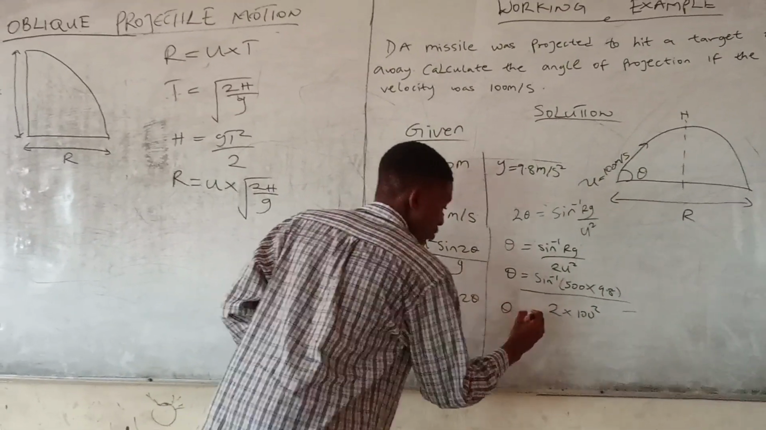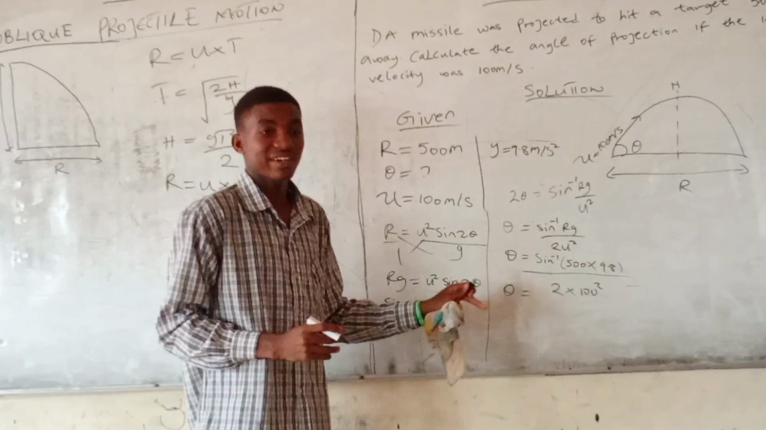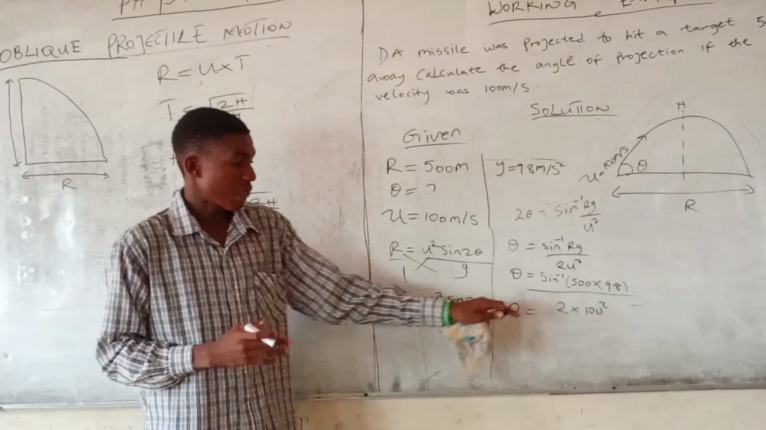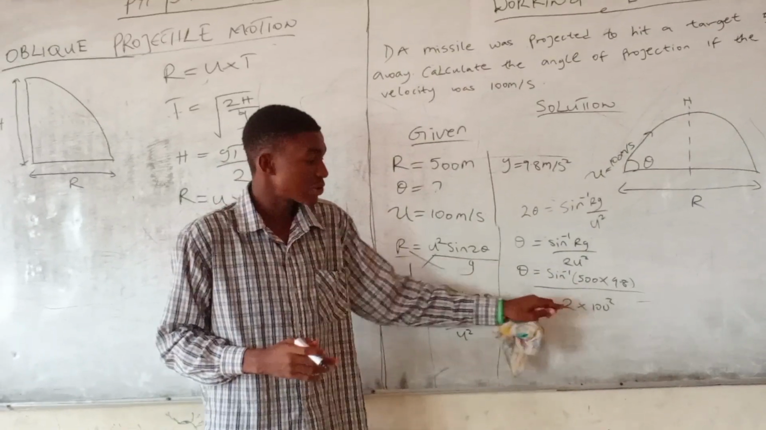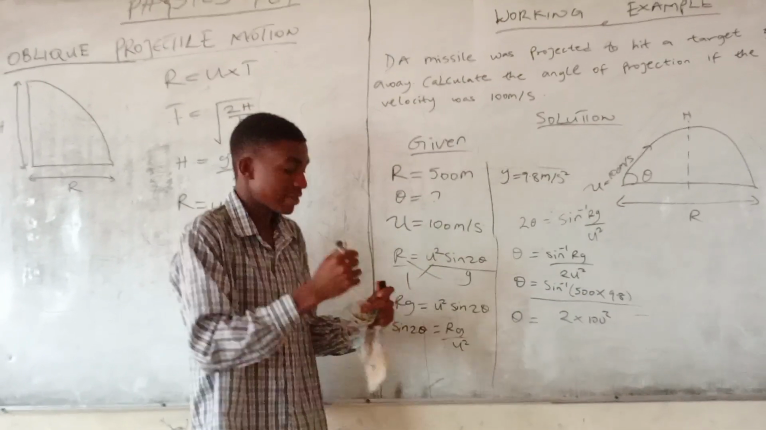So theta equals to, if you want, use the calculator to get your final answer. I'm not going to calculate it again, but you punch all these values into the calculator to get your final answer. Thank you. But let me go over it again.